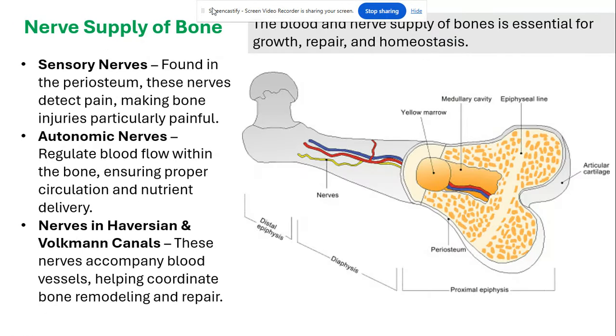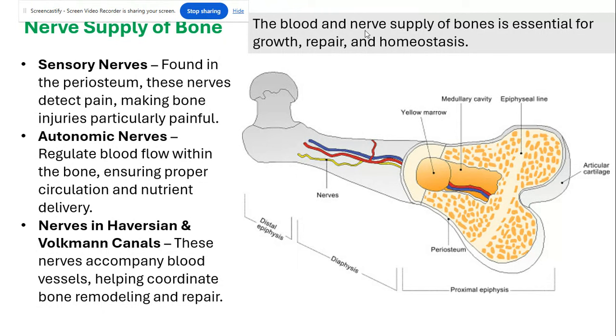All right, so nerve supply of the bone. The blood and nerve supply of the bones is essential for growth, repair, and homeostasis. Sensory nerves found in the periosteum detect pain, making bone injuries particularly painful. If you have a fracture, God forbid you don't, but if you do, you'll realize how painful it is.